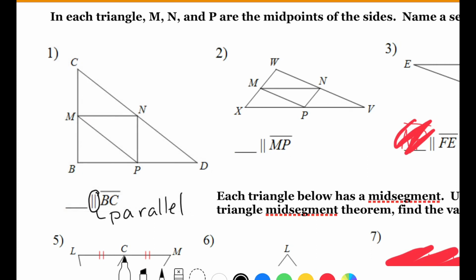What line is parallel to BC? Let me change the colors. BC. Well, the only line that, even if it was extended, would never touch BC is NP.